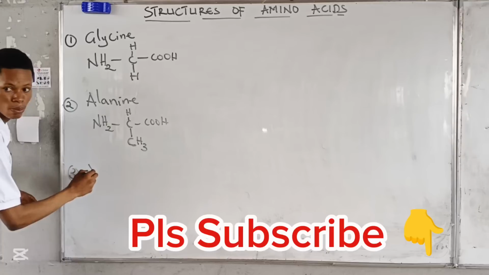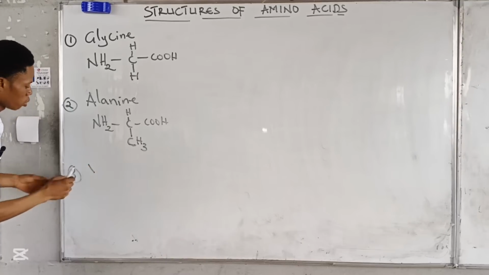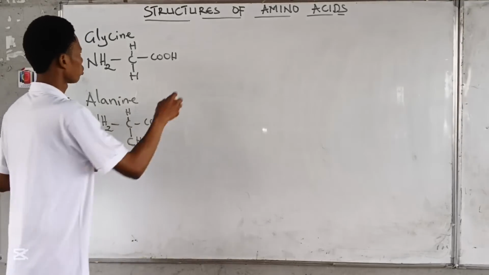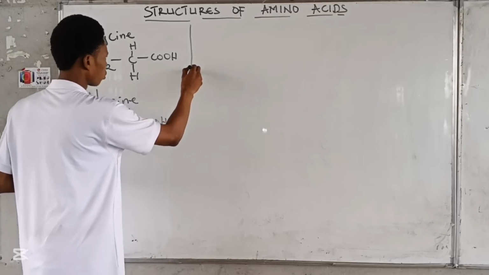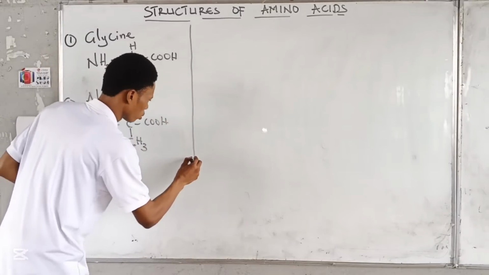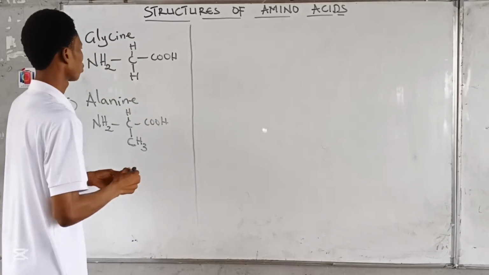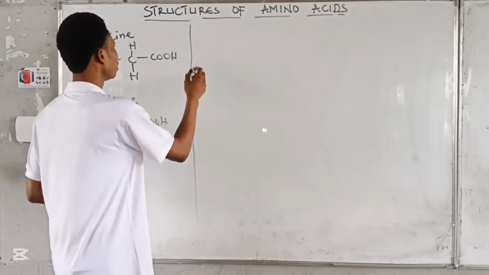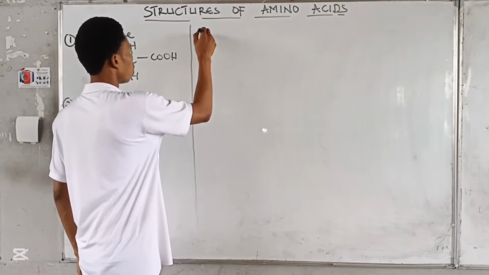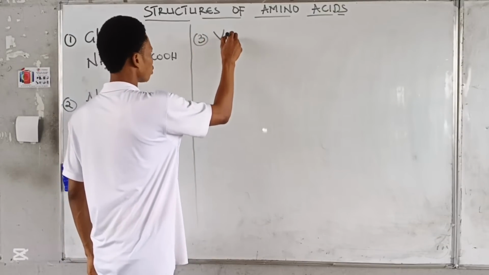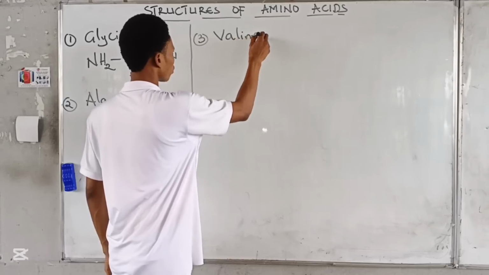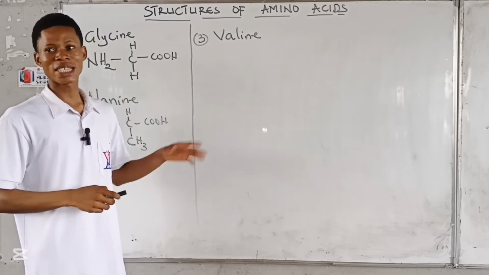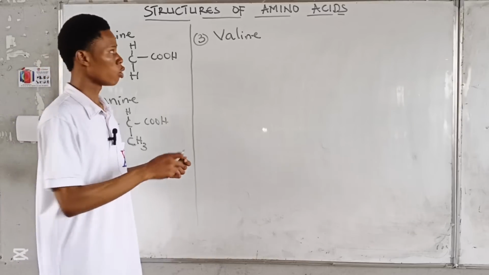Let's look at valine. People at the back, can you see this? So I bring it up. Let me take it up. All right, number 3. Let's look at valine. I'll give you time to draw. Please, let's draw it together. Valine starts with what?